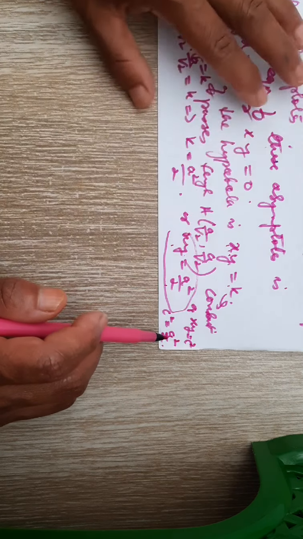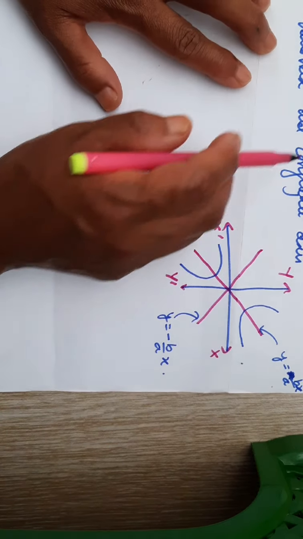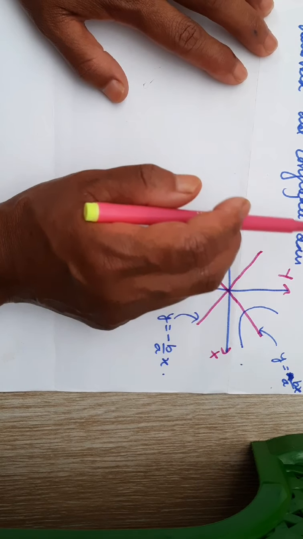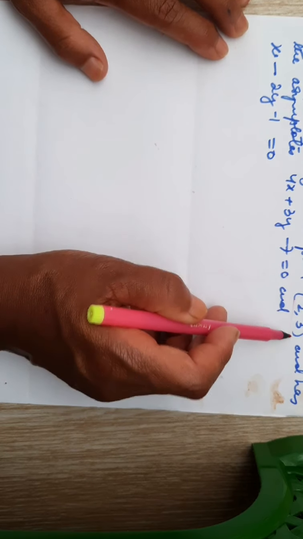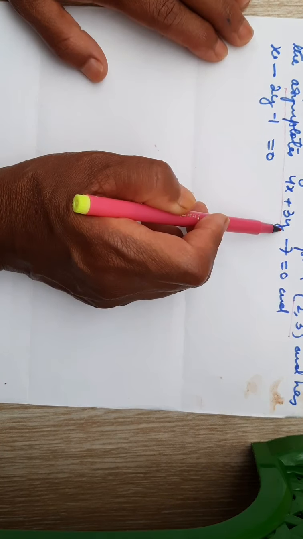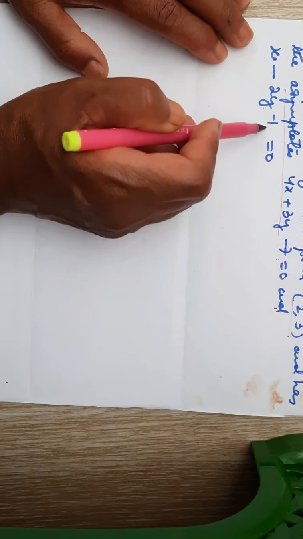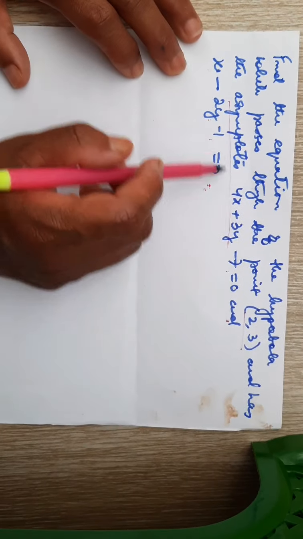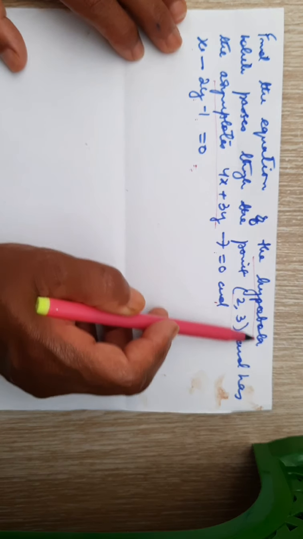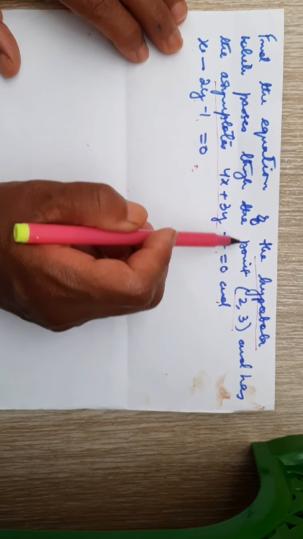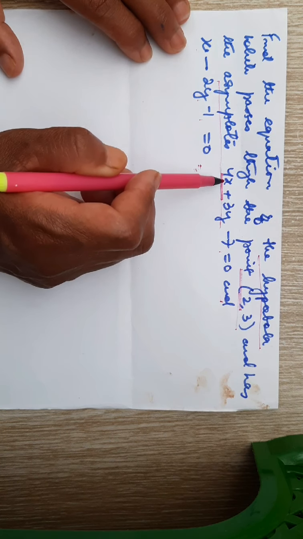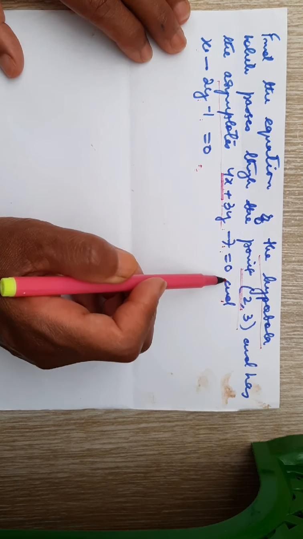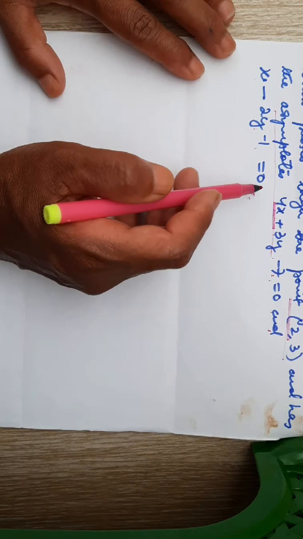Now let us come to these problems related to how to find the equation of the asymptotes. Find the equation of the hyperbola which passes through a given point and has the asymptotes 4x plus 3y minus 7 is equal to 0 and x minus 2y minus 1 is equal to 0. Here we need to find the equation of the hyperbola, which is given to pass through the point (2, 3), and the asymptotes are 4x plus 3y minus 7 equal to 0 and x minus 2y minus 1 is equal to 0.